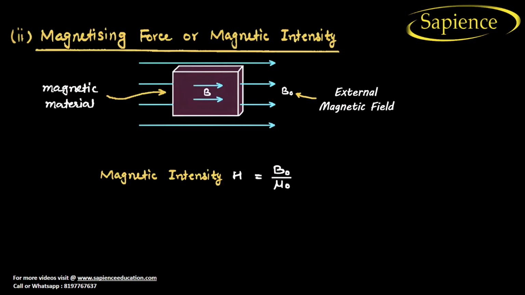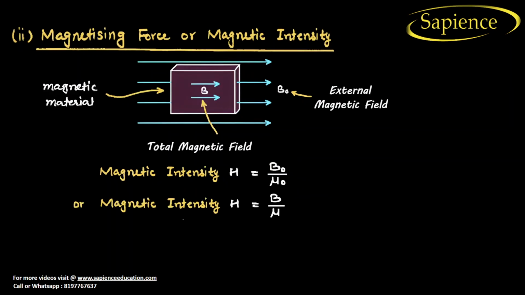Now, magnetizing force or magnetic intensity can also be written as B naught, that is the external magnetic field, divided by mu naught. So, H, the magnetic field intensity, is equal to B naught by mu naught. Now, magnetic field intensity can also be written as B by mu. If you use B naught, that is the external field, we have to use permeability as mu naught. Basically, what we need to do is find a ratio of the permeability.